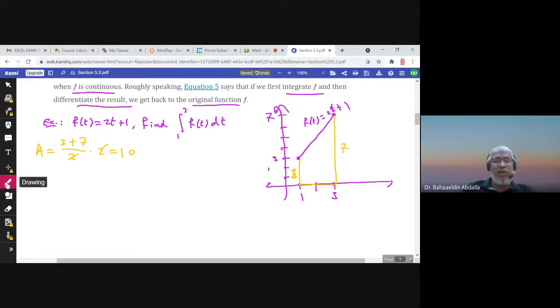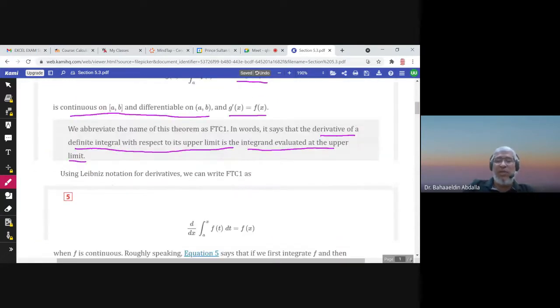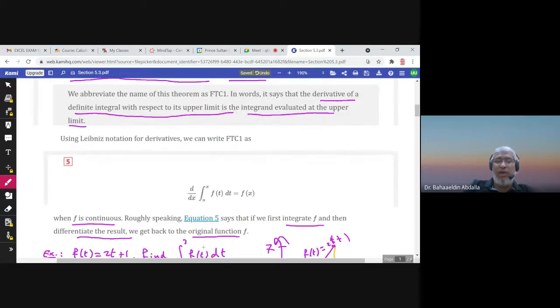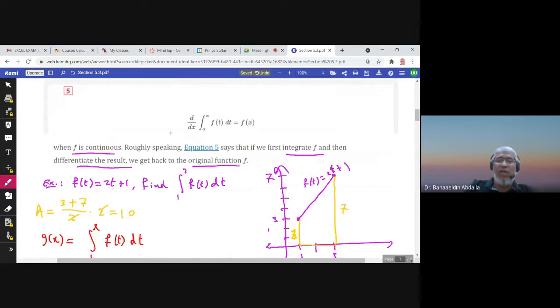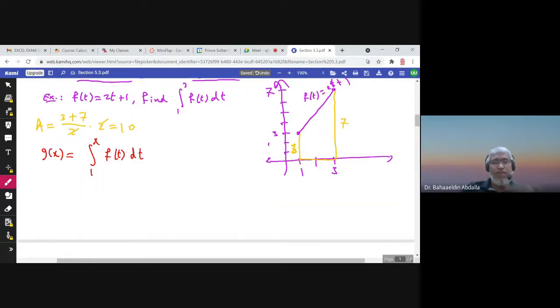Now let us define the function g of x equals the integral from 1 to x of f of t dt, where f of t is 2t plus 1. So this function is the same as this function, where a is 1. And I'll show you that the derivative of this function would be equal to f of x.